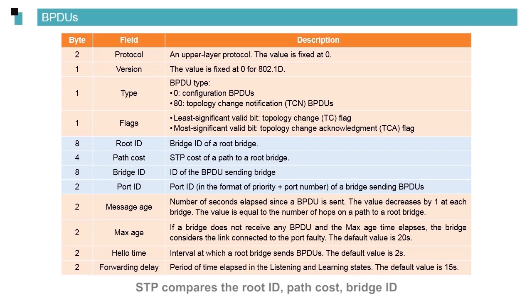STP compares the root ID, path cost, bridge ID, and port ID parameters in sequence when computing a spanning tree. A smaller value indicates a higher priority.